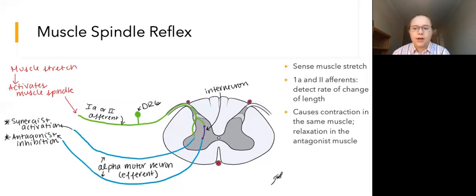An interneuron is a neuron that is contained only within the central nervous system. The interneuron connects the afferent sensory neuron to the alpha motor neuron. The interneuron in this image is purple, whereas the alpha motor neuron is blue. The interneuron inhibits the alpha motor neuron of the antagonist muscle, resulting in antagonist relaxation. To summarize, the muscle spindle reflex responds to muscle stretch by contracting the stretched muscle and relaxing its muscle antagonist.